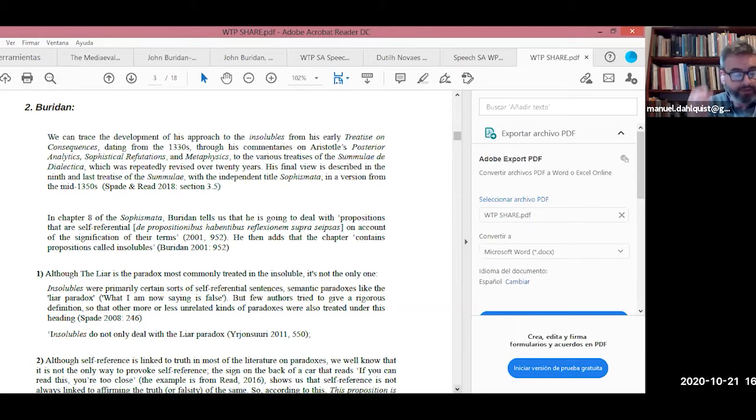To finish clarifying the context in which Buridan worked, it should be noted: 1. The liar is the paradox most commonly treated in the insolubles, but it is not the only one. As Pironet says, insolubles do not only deal with the liar paradox. 2. Although self-reference is linked to truth in most literature on paradox, we know well that it is not the only way to provoke self-reference. The example in the slide is the reader. You can see, "this proposition is false" and "no proposition is negative" are both examples of self-referential propositions.